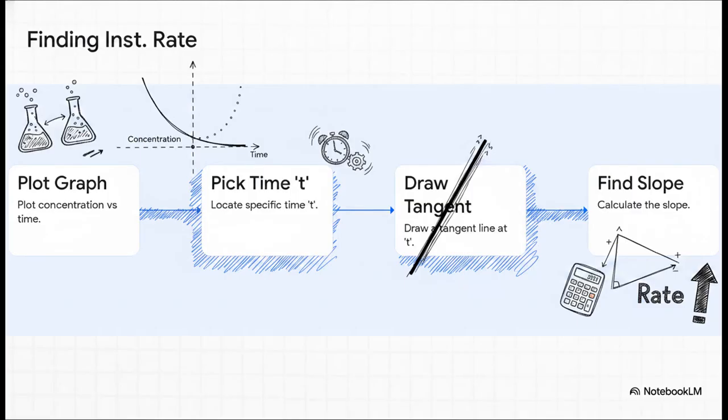So for your exams, I want you to keep this step-by-step checklist locked in your head. First, plot the concentration versus time. Second, locate the exact specific time t requested in the problem. Third, carefully draw a tangent line at that exact point on the curve. And finally, calculate the slope of that tangent. Bam! That slope is your instantaneous rate.